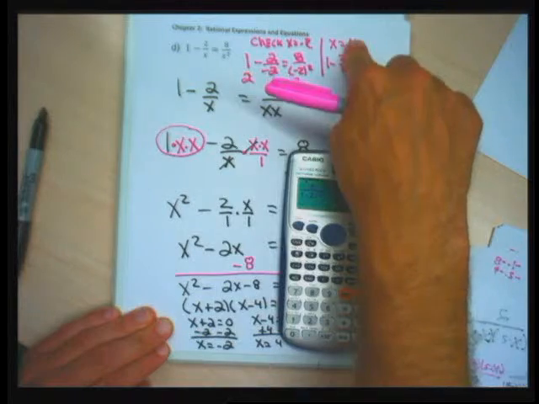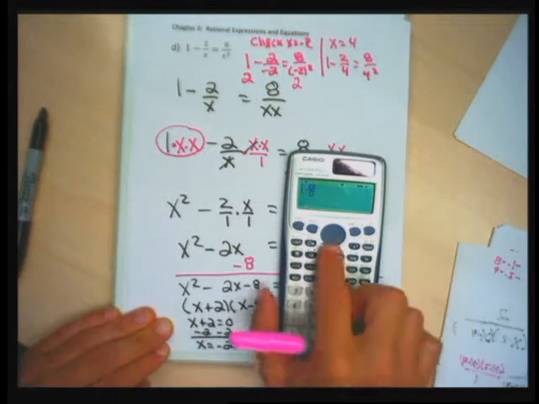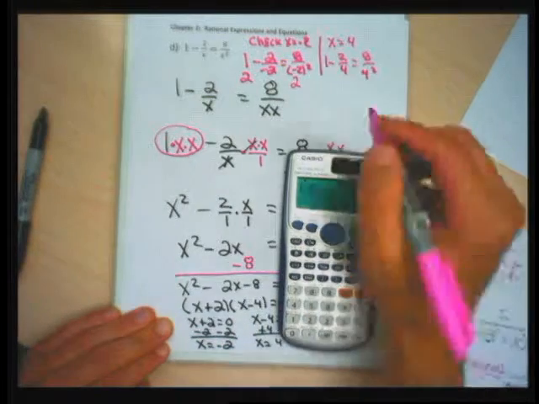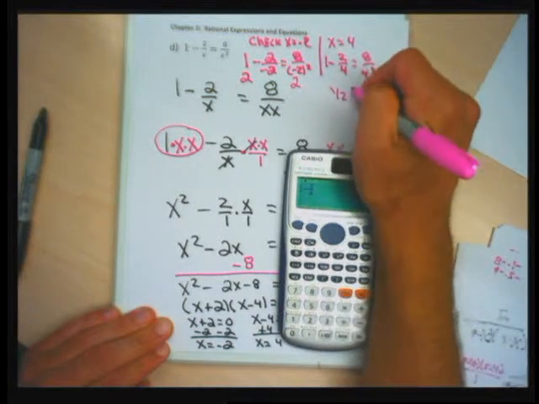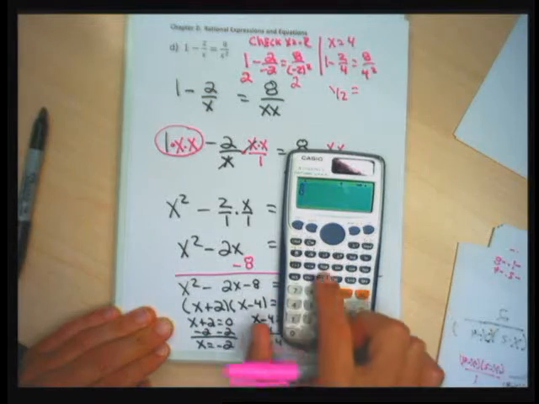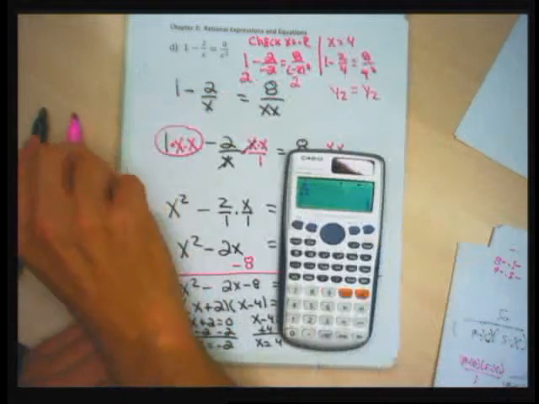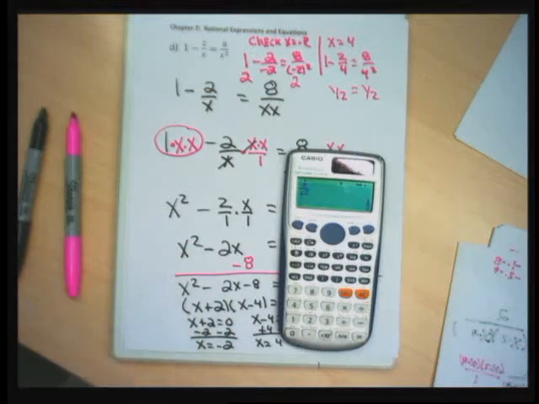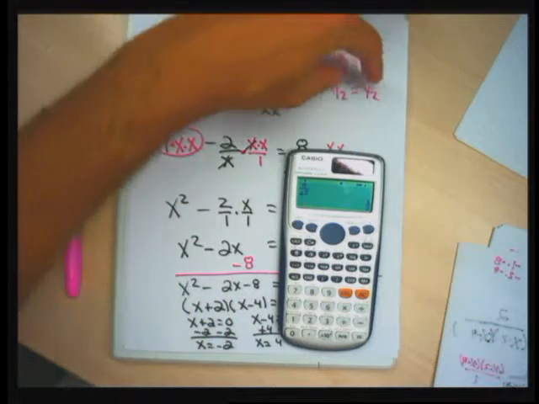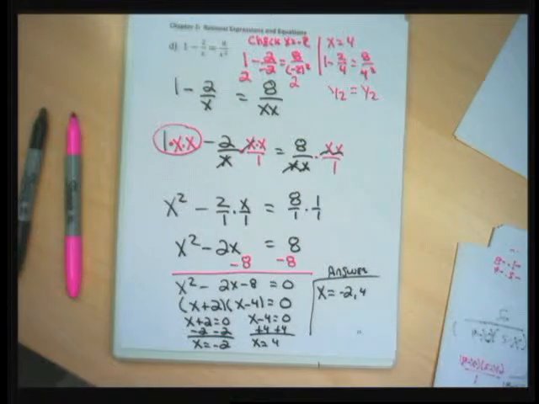Go over here to check the 4. I'm going to go 1 minus fraction 2 over 4. I get 1/2 on the left side. For the right side, I go 8 over 4 squared, and I also get 1/2. So both numbers, when I put them in, give me true statements, 2 equal to 2, 1/2 equal to 1/2. So both -2 and 4 are solutions.